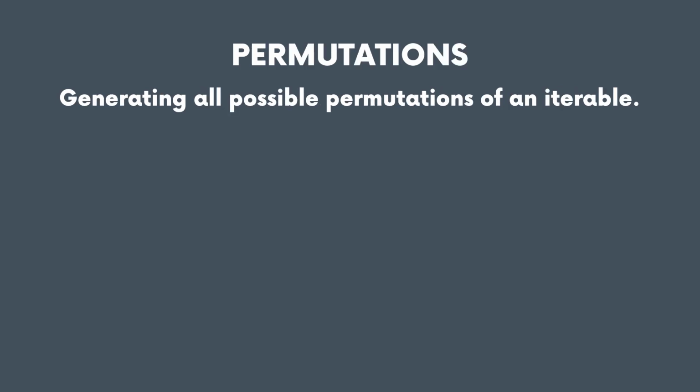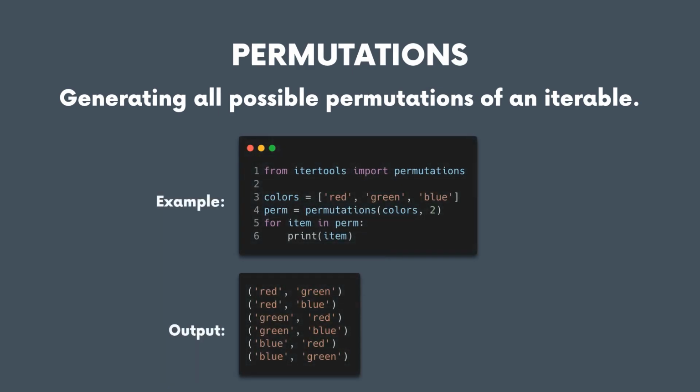Next up, permutations. It generates all possible permutations of an iterable. We import permutations from itertools. Then we create a list of colors. We generate permutations of length 2 from this list and print each permutation.